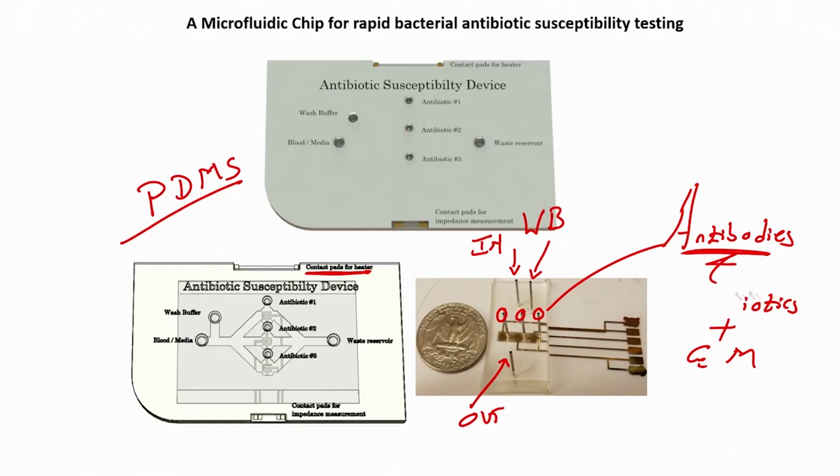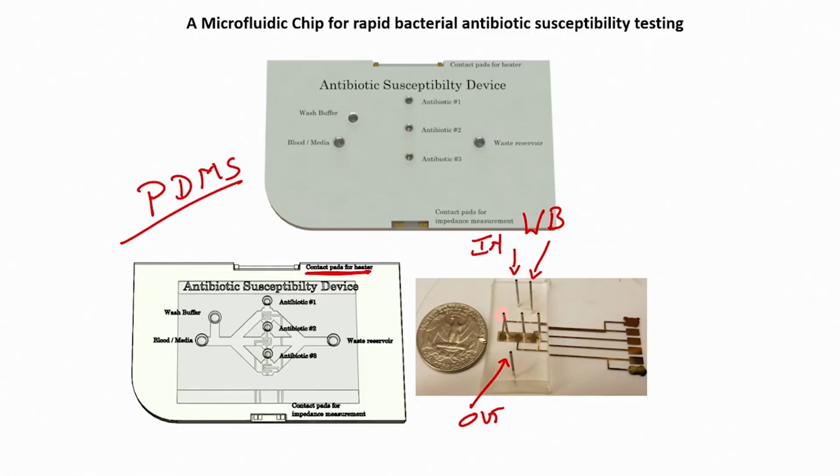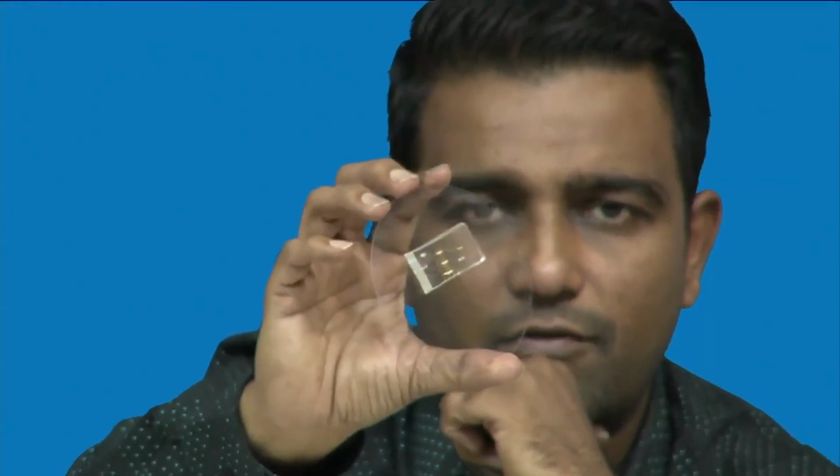So, how does it work? First let us see how it looks. I have the chip in my hand. If you can just look at my hand, you can see the device. I will show you the device. This is better. So, what you can see here is the chip that I have.